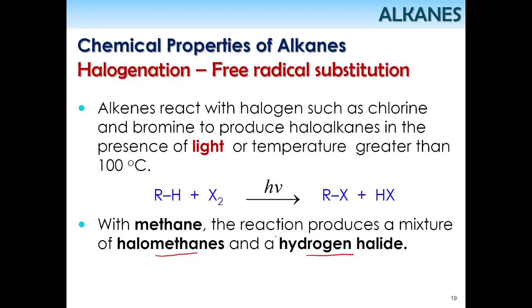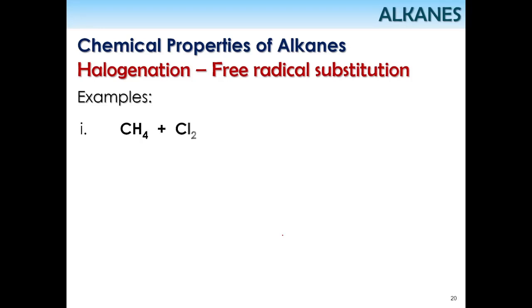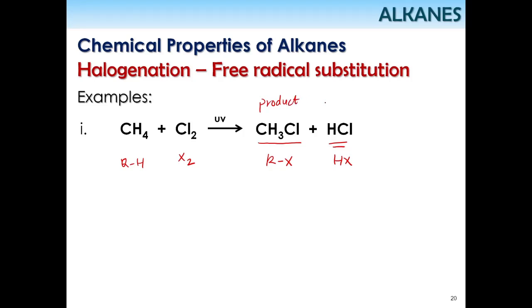Okay, mono substitution means only one hydrogen is replaced with halogen. So for example, CH4 reacts with Cl2. Earlier this was the RH, and this is X2, with the presence of UV. So you will get the mono substituted alkane, which is CH3Cl. Okay, RX, this is the haloalkane, and this one is the HX. So this is the product, and this is the byproduct. Okay, so this is the reaction.